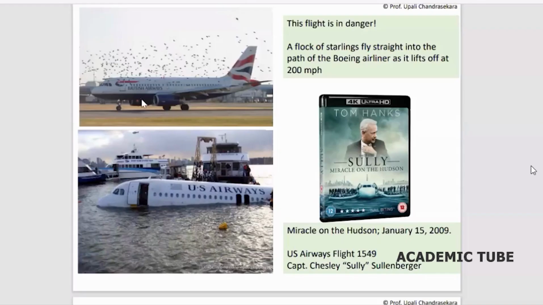Now, you see this one. Now, this Boeing plane, British Airways, is being surrounded by a group of migrating birds.